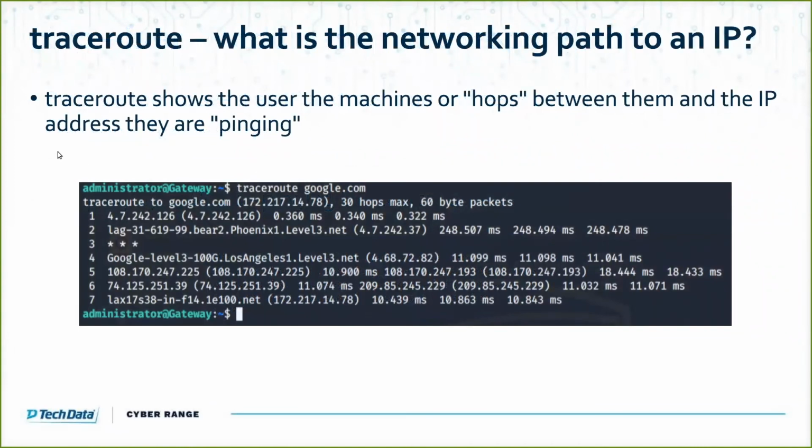Kind of an extension of ping is what's called traceroute. So this basically defines the networking path to your target IP. It shows you all the hops between you and your destination. In this case, from this server, we ran a traceroute to google.com, and you can see all the different nodes that it had to hit before it reached its final destination. It tells you how long it took to go to each hop.